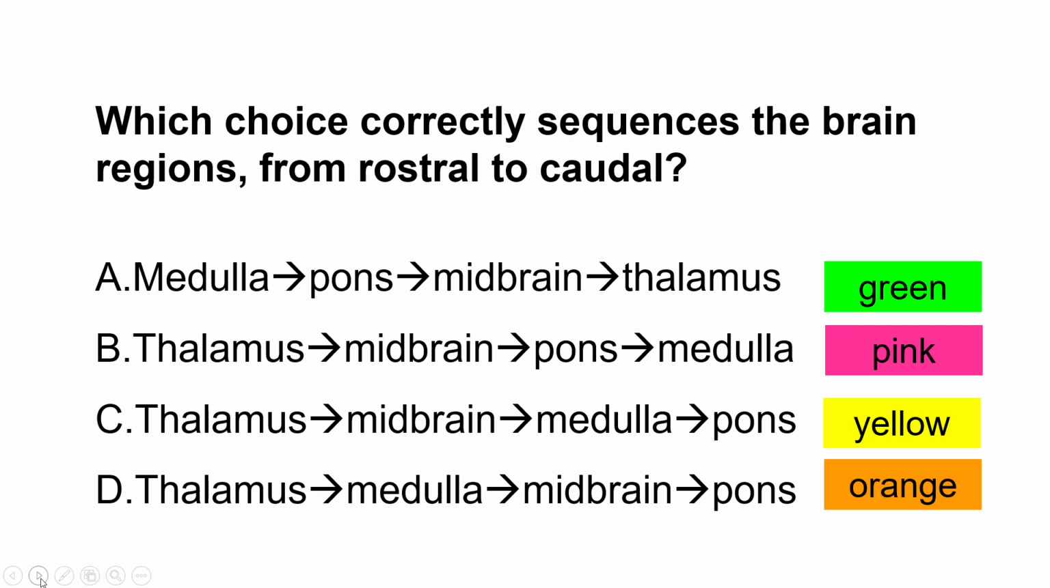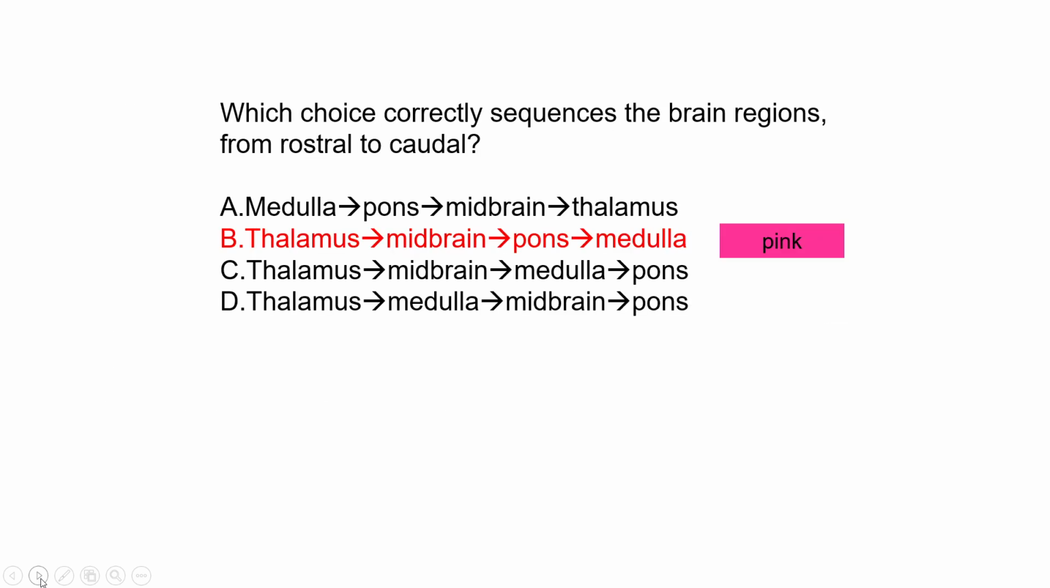So the correct answer is, so rostral to caudal, we're talking from up to down, so to speak. So it's the thalamus, which moves to the midbrain, which moves to the pontine area, and then you have the medulla. So I hope that's what you picked.